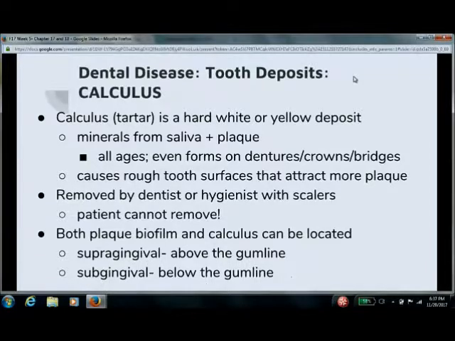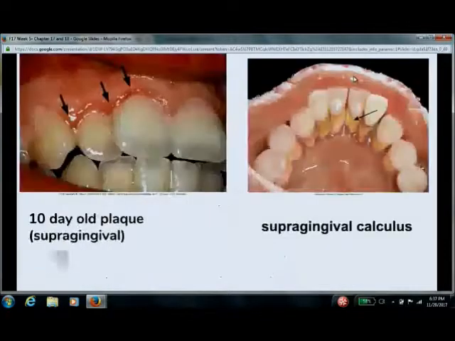So both plaque and calculus can be located above the gum line or below the gum line. So we return all the way to week 1 and our terminology, and we say supragingival or subgingival. Here we have a 10-day-old supragingival plaque, and then some supragingival calculus over on the right. So both of these are above the gum, the two different types of deposits that we see.